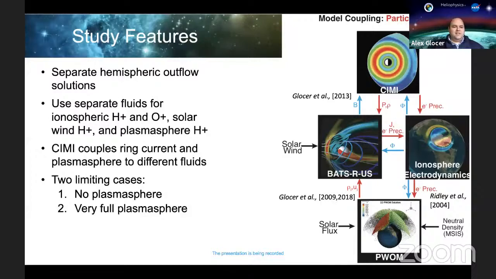So to test the effect of the plasmasphere, we actually did our simulations twice, once with no plasmasphere included, and another with a very full plasmasphere, to test these two limiting cases. So we'll talk more about that a little later.